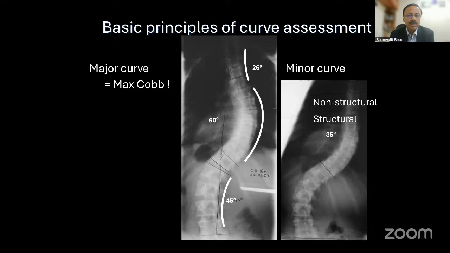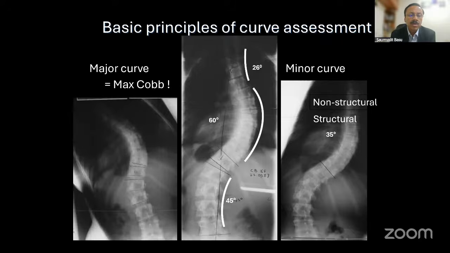And the convex bending view shows you that the 60 corrects to 35. That means it's pretty stiff. Whereas in the concave bending, you can find that the 45 corrects down to 26. And the 26-degree proximal thoracic corrects down to 5 degrees, which means that this lumbar curve is minor, but it is structural. Whereas the thoracic curve, which comes down to 5 degrees, is non-structural. So the minor curve can be structural or non-structural.